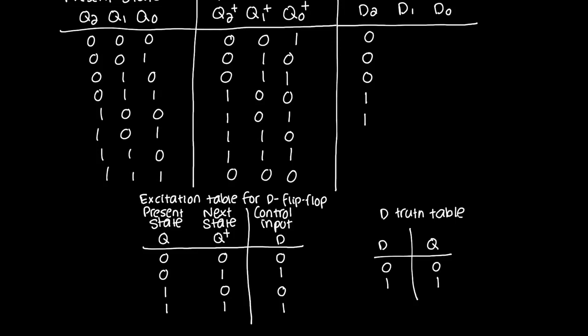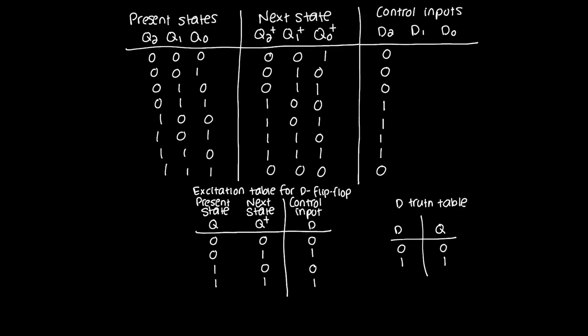Okay, what about here? I have 1 and 1, and actually I have that for the next two rows. So I know that D is also going to have to be 1. And now let's look over here. I have a 1, but I want a 0. That corresponds to this row. So I have a 1, next state is a 0. It means D is going to need to be 0. And I'm going to do the same for D1.